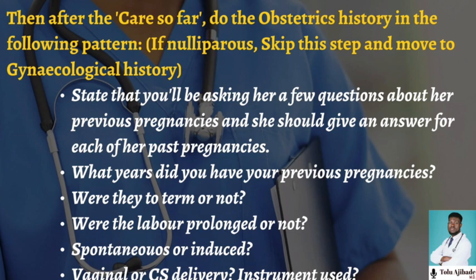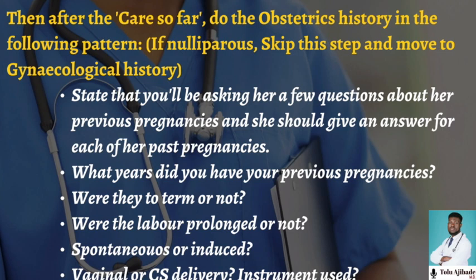You do the obstetrics history in the following pattern. If nulliparous, you skip this step and move to gynecological history, because of course, if the woman hasn't had a baby, there is nothing to ask about for obstetric history. The pattern I used was, okay, so I'll be asking you a few questions about your previous pregnancies, and you should give me an answer for each one of your past pregnancies, okay, ma?